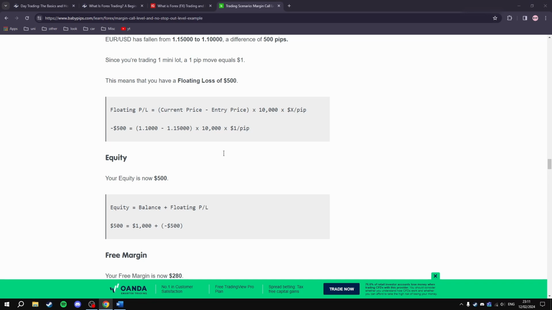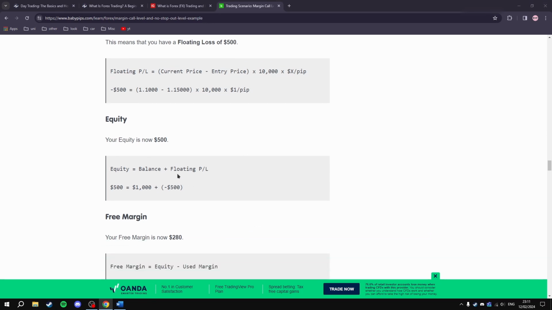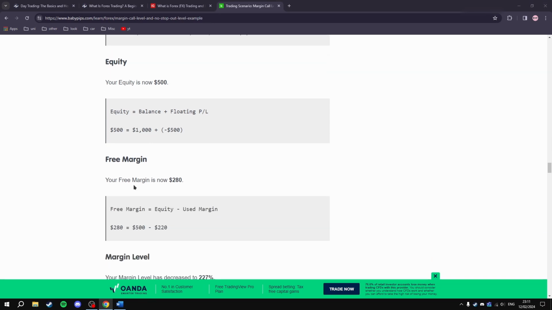So floating profit/loss is equal to current price minus entry price, times 10,000, times the price per pip. So current price 1.1 minus 1.15, times 10,000, times $1 per pip, equals minus $500. Your equity is now $500 because equity equals balance plus floating profit/loss, so 1,000 minus 500 is $500.